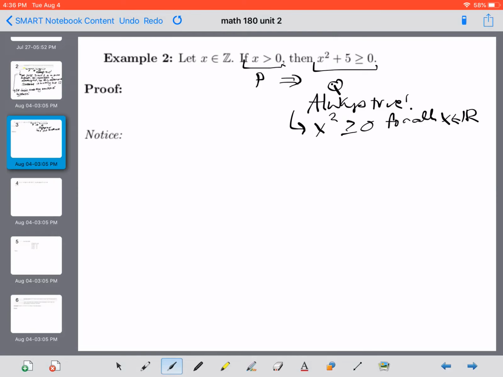And so we can add 5 to both sides here to get x squared plus 5 is greater than or equal to 5. And we know that 5 is strictly greater than 0. So we can conclude that x squared plus 5 is indeed greater than or equal to 0. In fact, it'll be strictly greater than 0, but what we're trying to assert is that it's greater than or equal to 0. So if it's strictly greater than 0, then it's also true to say that it's greater than or equal to 0. Okay, so now we're ready for our proof.